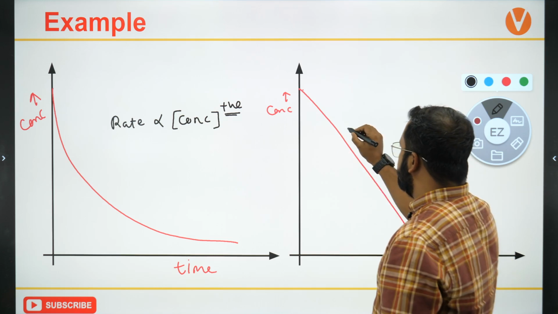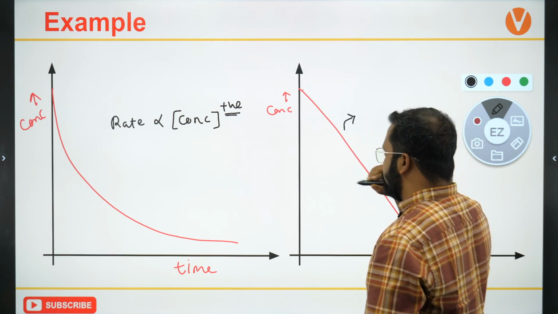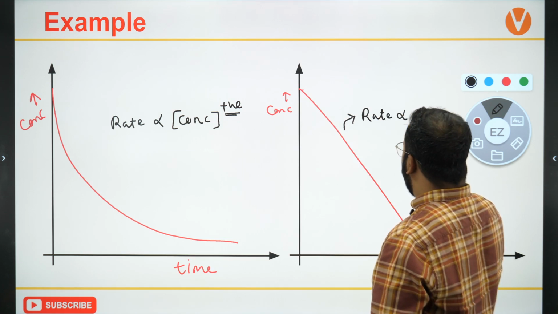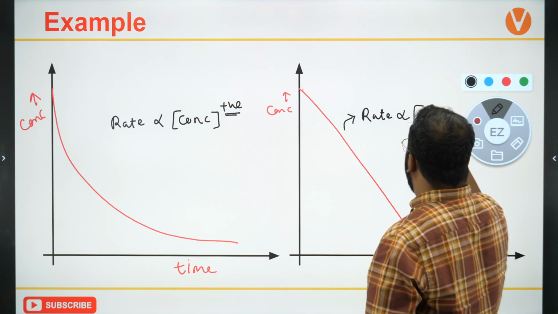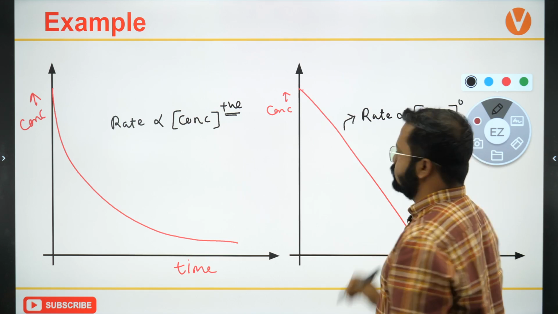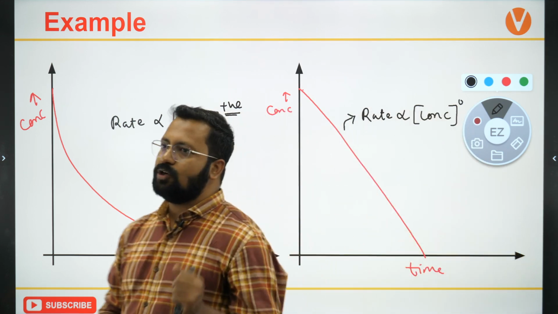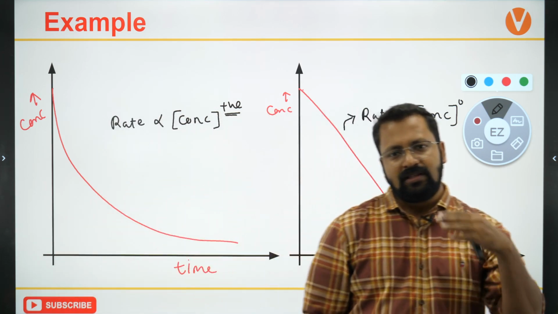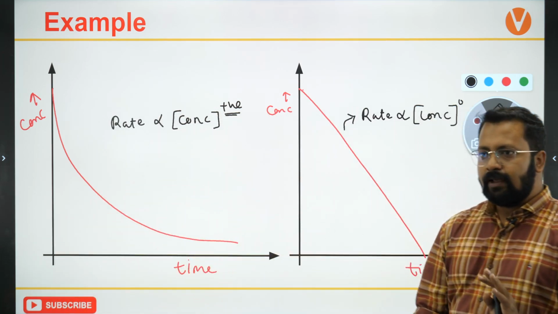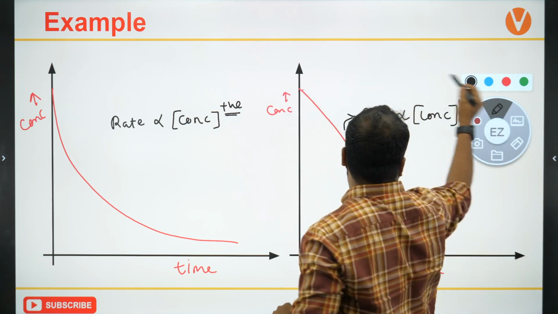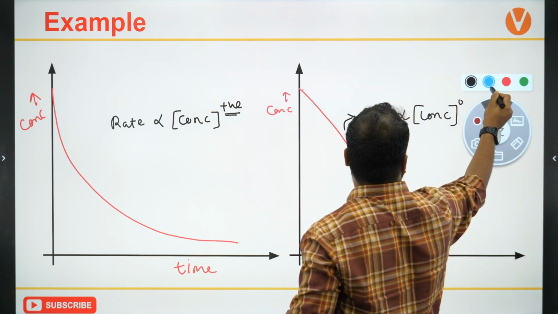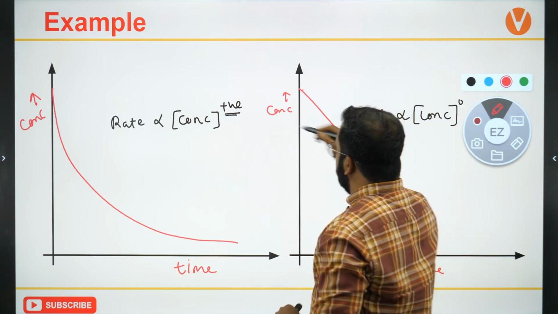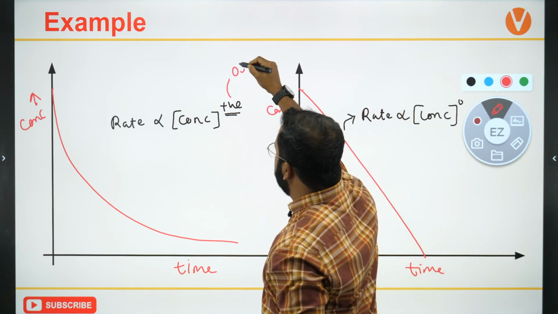And for this, rate will be proportional to concentration to the power 0. This will be concentration to the power 0. Okay, exactly the same replicated model, same model has been replicated over here. This thing that you are seeing over here, in the next few classes we will come across this thing. This thing is known as the order.